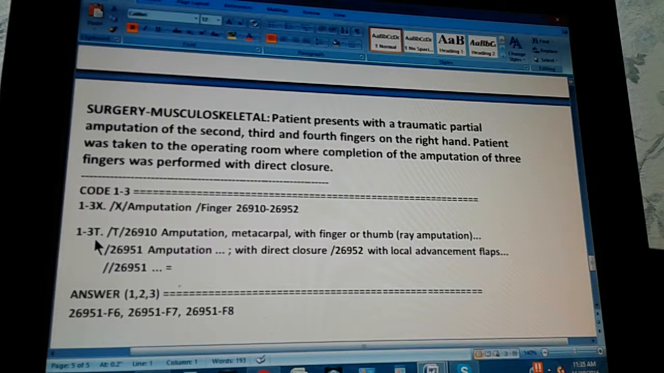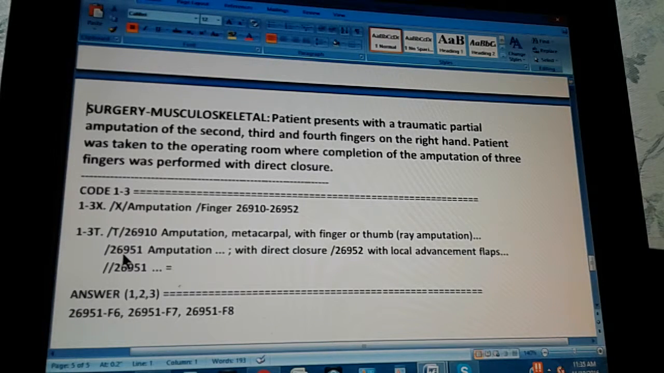The 3 codes are checked in the tabular like this. First you go to the tabular. You start with the first one, 26910. What is that? Amputation, metacarpal with finger or thumb, ray amputation. We don't have that phrase in our text, so we keep looking.